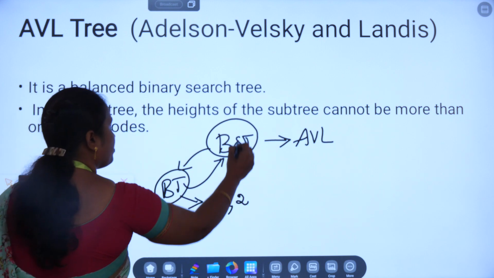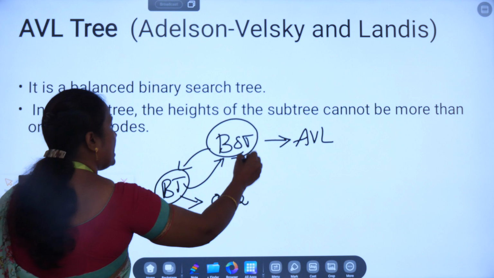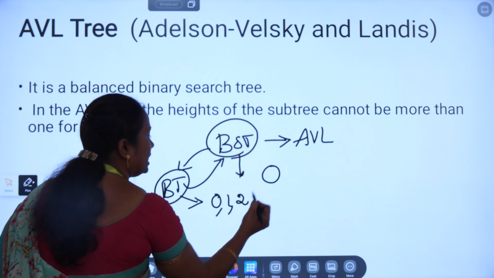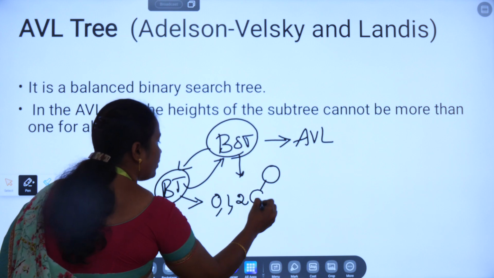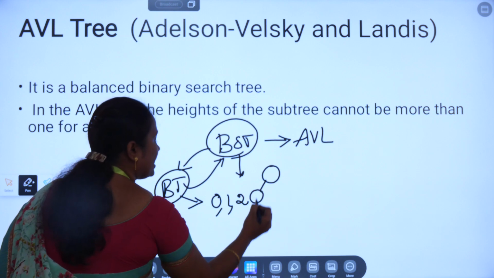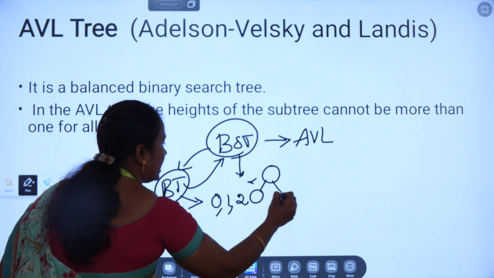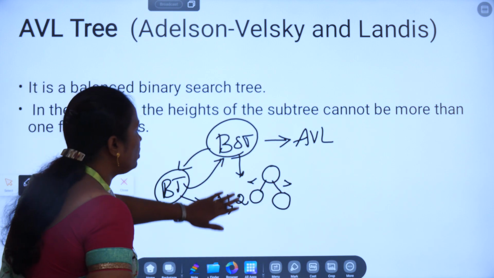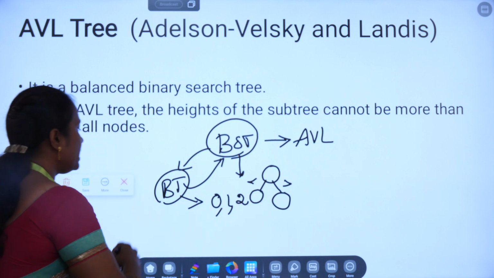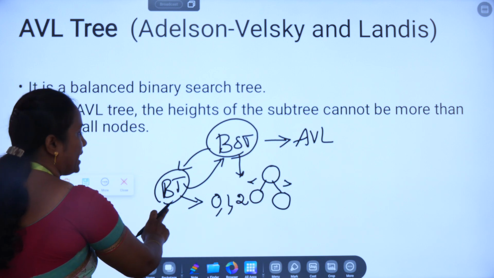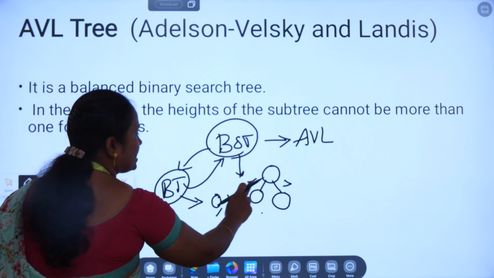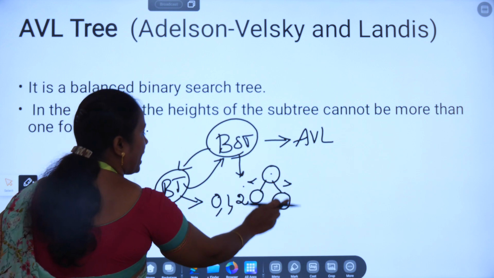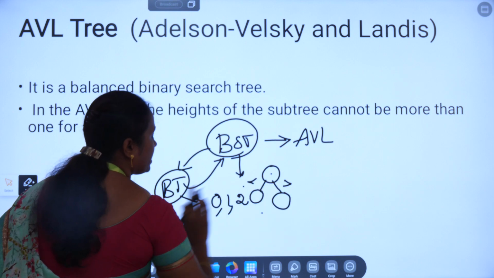The BST takes the property of BT and its own property. That is, when you create a child for a node, the child node on the left side is less than the parent and the child node on the right side is greater than the parent. So the BST holds two properties: one that comes from the binary tree, and its own property, that the left child has a lesser value compared to the parent and the right child has a greater value compared to the parent.